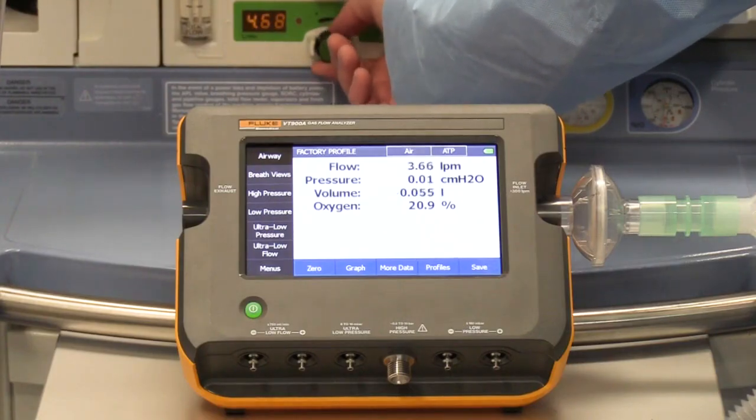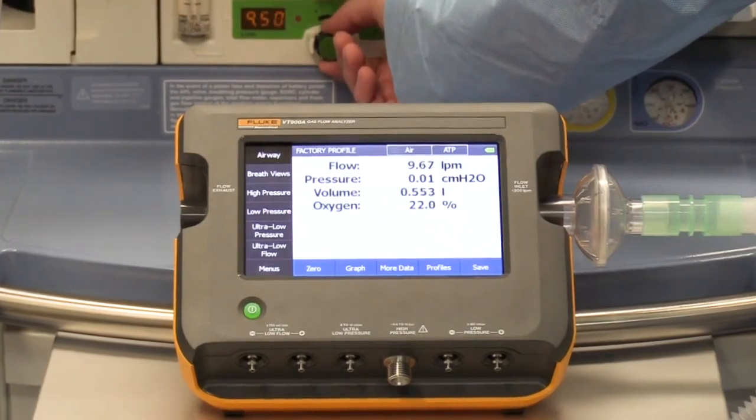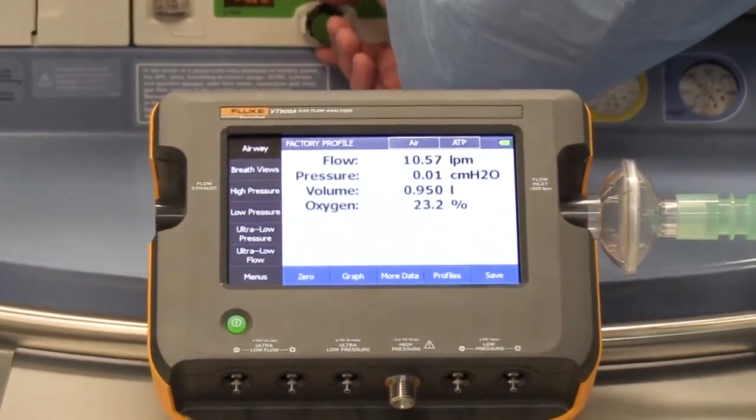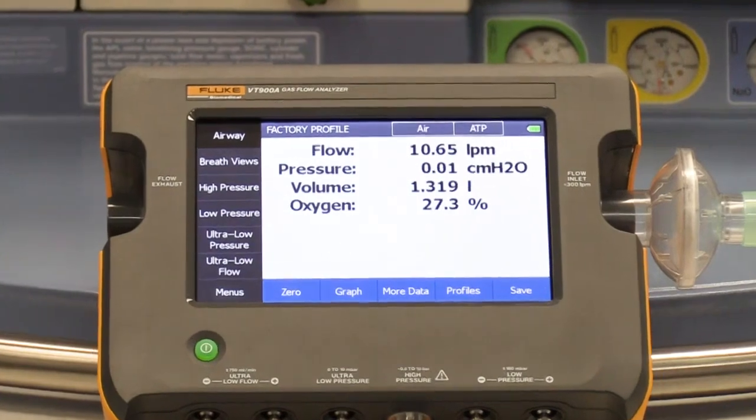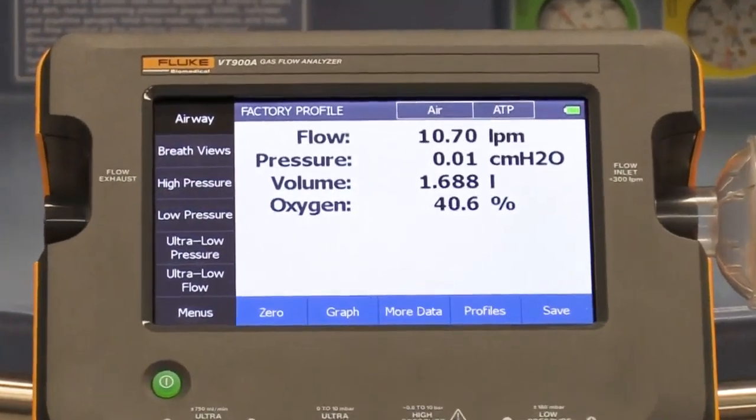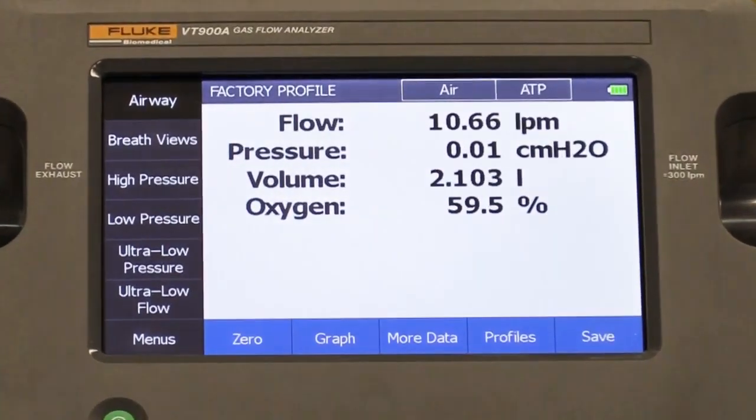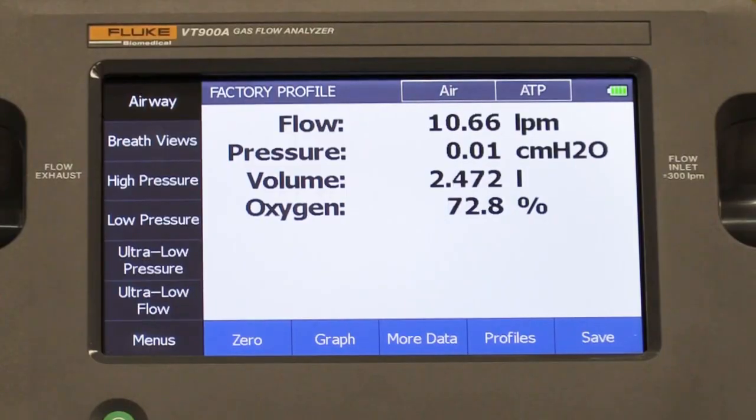You can also take this opportunity to check your flow rates. Set the flow rate on the anesthesia machine and verify that the setting on the VT900A airway screen is correct. In this example, we set the flow to 10 liters per minute. This is typically controlled with a balance of air, oxygen, and nitrous oxide to achieve that flow.